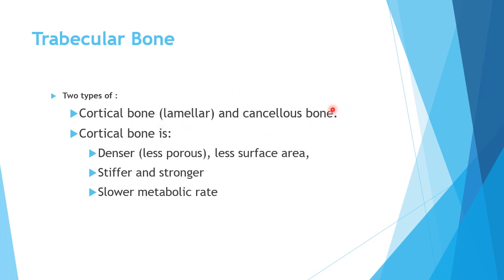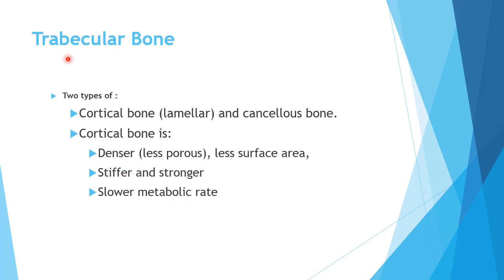All these are cortical bone or lamellar bone. Cancellous bone is in the metaphysis of the long bone. This is considered cancellous bone. The cortical bone is different than the cancellous bone. It's dense, which means less porous. There is less surface area for the same amount of bone. It is stiffer and stronger, and it has a slower metabolic rate. So the cancellous bone, on the contrary, will be more porous, with more surface area, less stiff, and a higher metabolic rate.